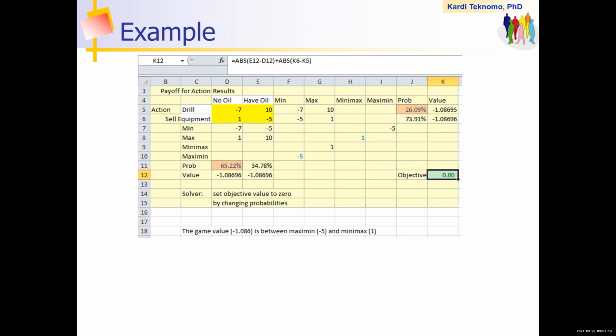Open your Excel and fill up this drilling oil problem. The one in yellow is something that you input, and then you take the minimum of the row and then the maximum. The same thing with the column, you get the minimum and the maximum, and then you can calculate the minimax and the maximin. Of course, initially they are not the same, okay?